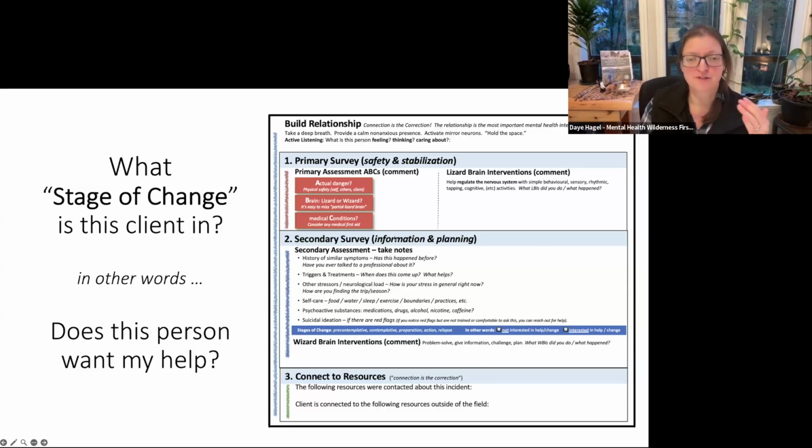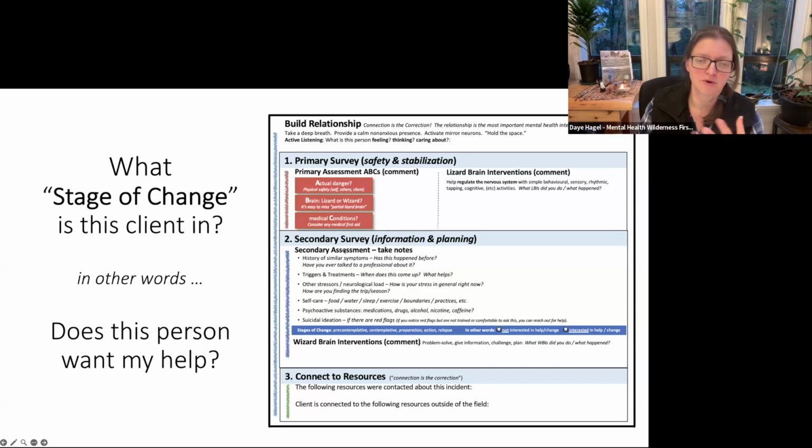Now, after this, the primary survey, which is all about, okay, let's just get safe and stable. Let's regulate everyone's nervous systems. Let's make sure we're in safe places, etc. Okay. And then we get into something called the secondary survey, which is more figuring out where do we go from here? What do we do next, right?